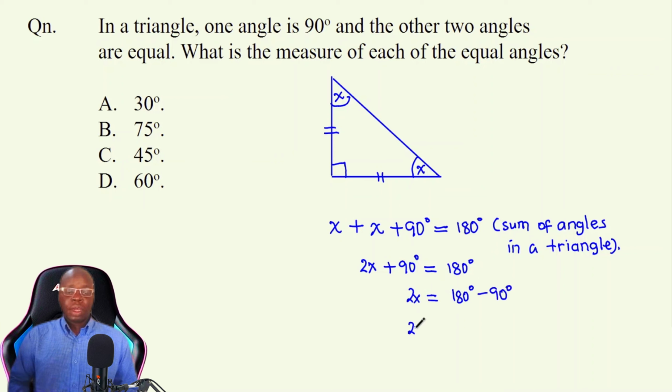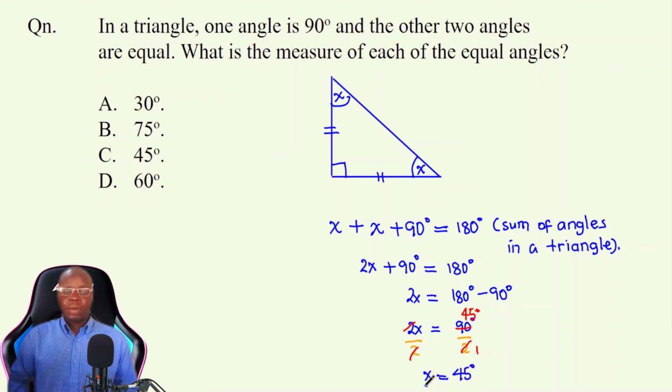So we can collect like terms, and we have here 2x equals 180 degrees minus 90 degrees. Let's subtract them, and we have 90 here as a result of subtracting 90 away from 180. Let's divide both sides by 2, the left hand side by 2 and the right hand side by 2. These 2 will cancel, and 90 divided by 2, we have 45 degrees.